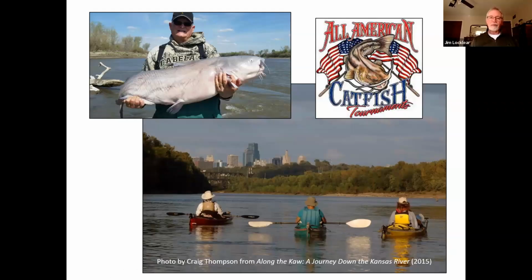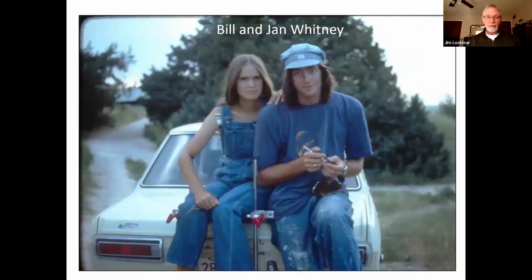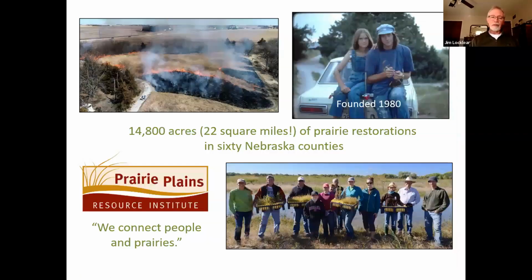So this is a picture of some friends of mine, Bill and Jan Whitney, and it looks like it might be the cover of a rock and roll album from the 70s. This couple founded a very unique organization in 1980 called Prairie Plains Resource Institute. They live in the little town of Aurora, Nebraska, a town of about 4,500 people. They love the prairie.